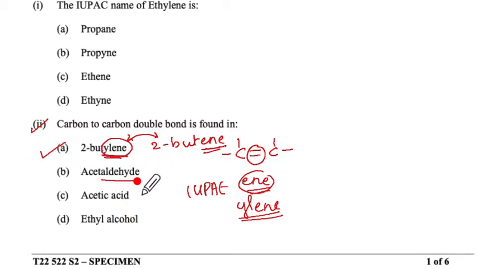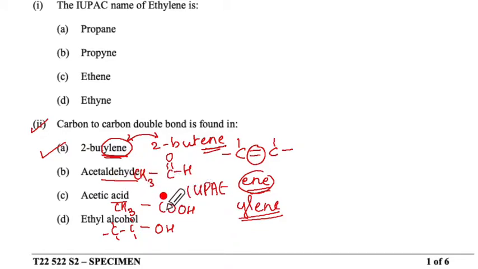If it is aldehyde, it means dash CHO is the functional group. Acid means dash COOH, and alcohol means dash OH. So here ethyl will be CH3CH2, so there are only single bonds. Acetic acid also will be CH3 single bond COOH, and acetaldehyde will be CH3CHO, again single bonds. So the correct option is A.